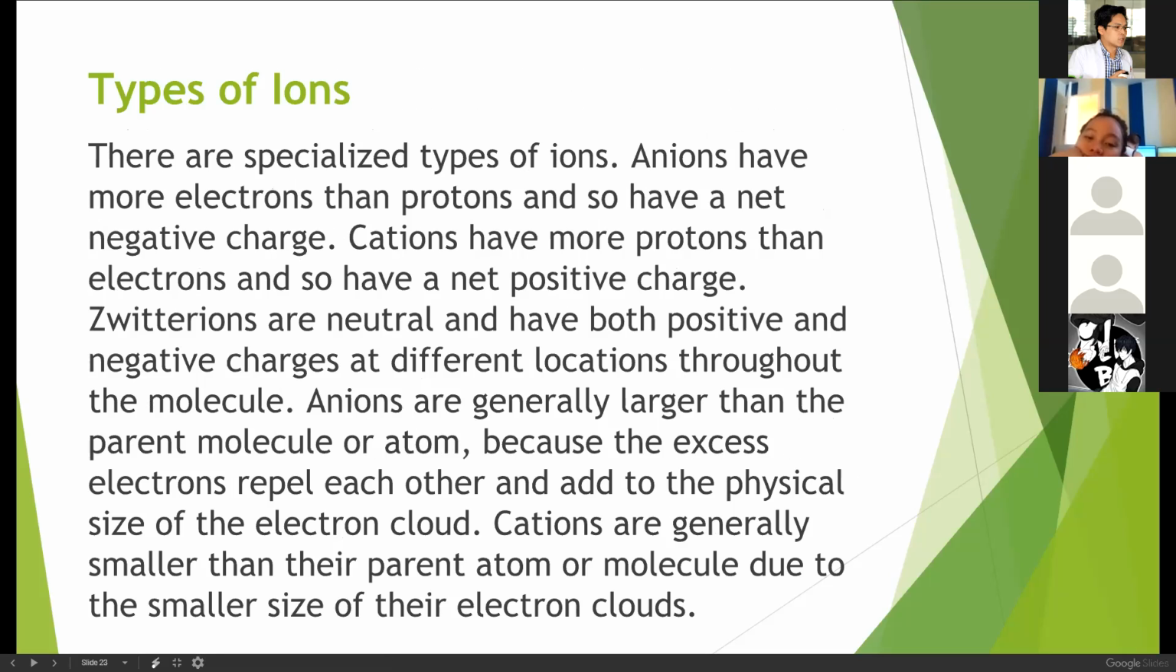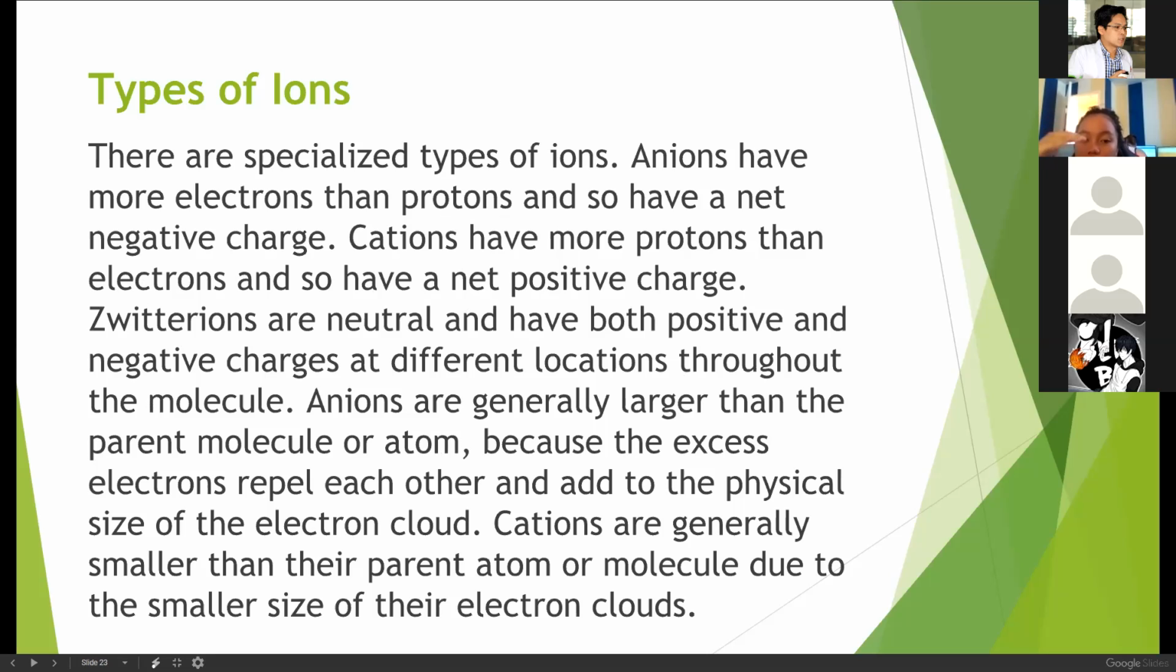Types of ions. There are special types of ions. An anion has more electrons than protons, so it has a net negative charge. But cations have more protons than electrons, so they have a net positive charge. Zwitterions are neutral and have both positive and negative charge at different locations throughout a molecule. An ion is generally larger than the parent molecule or atom.